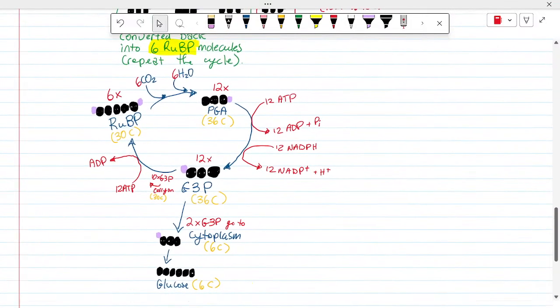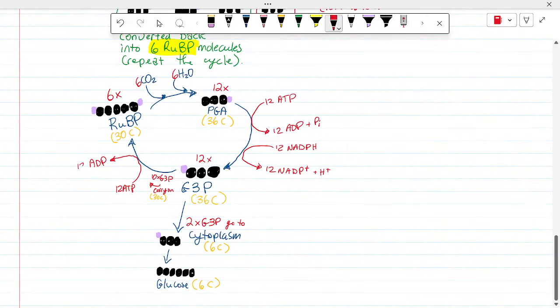Are you sure we need 12 ATP when we only have 10 of them going through the cycle? And the truth is that if you want to think of 2 of those as being needed to move the 2 down to the cytoplasm, that's fine. But it does require 12. The actual accounting is such that we need 12.